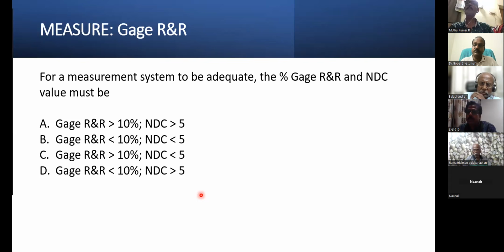But for continuous data, there is a formula to calculate NDC. For discrete data we can easily understand that NDC is 3, but in continuous data, we can't quickly conclude. So there is a formula which says 1.41 times the total variation divided by the gauge R&R value. If you do this, NDC must come 5 and above. If that is not coming, then try the idea given earlier: go for a measurement system with a better resolution.